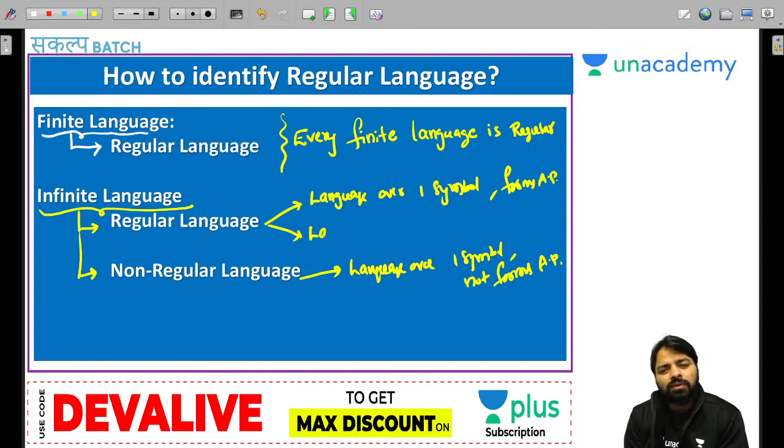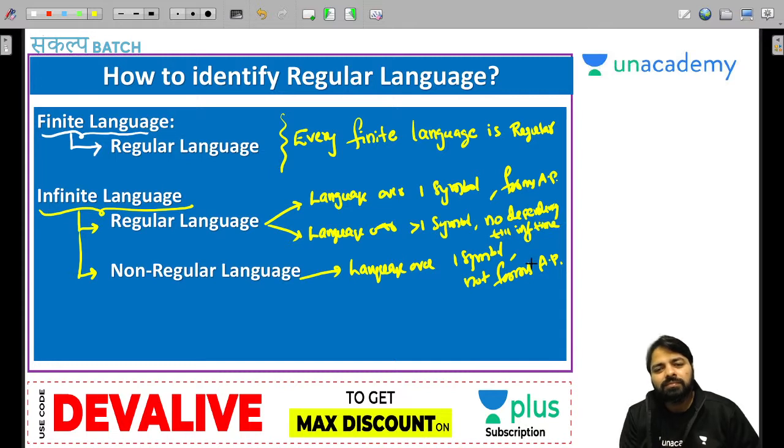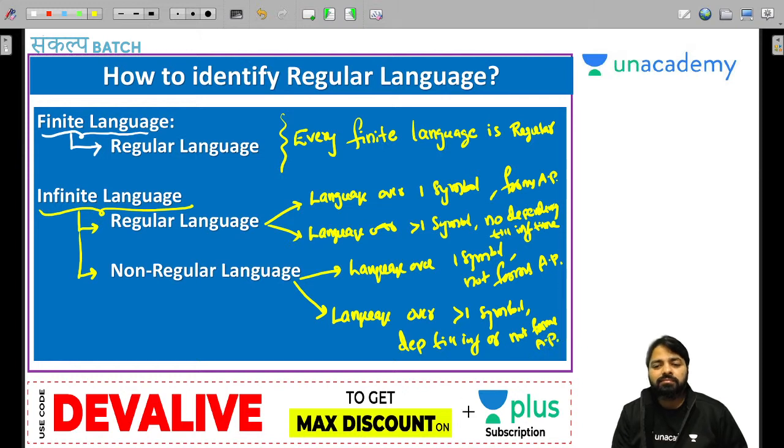And in case the language is over more than one symbol and it has no dependency till infinite, I am talking about not for finite time, no dependency till infinite time, it is regular. In case you have any other reason, like the language is over more than one symbol and it has some dependency till infinite, or a language over one symbol not forming an AP, it is non-regular. All these examples we are going to see one by one.